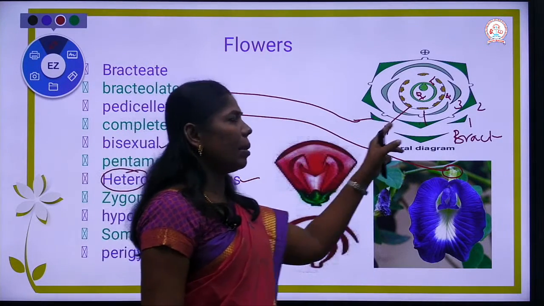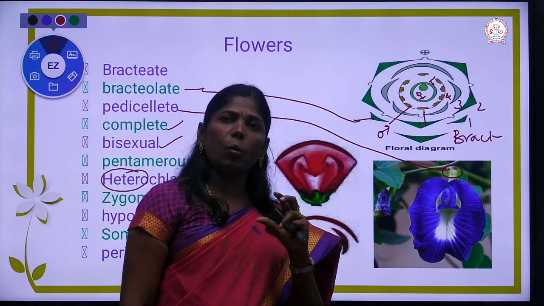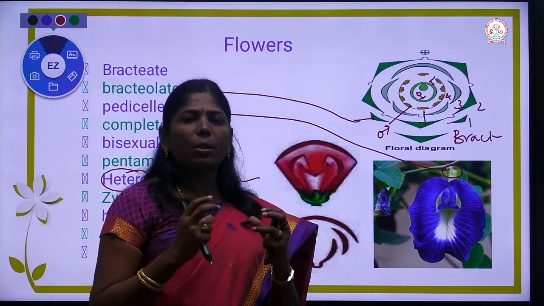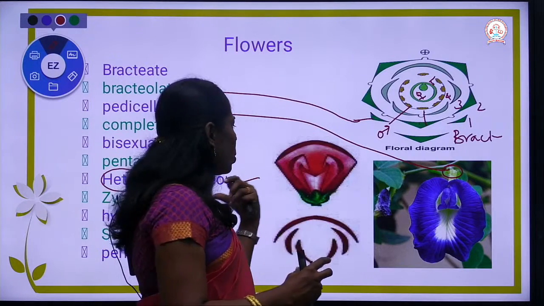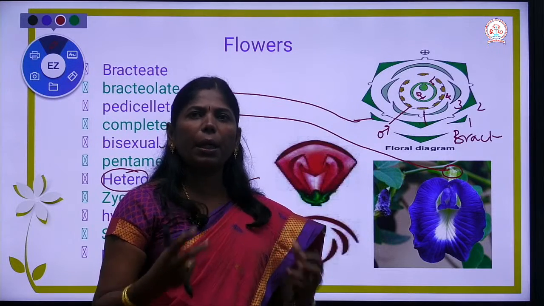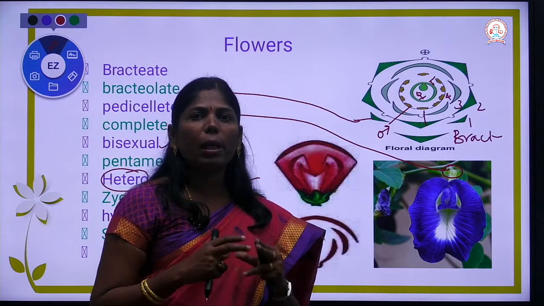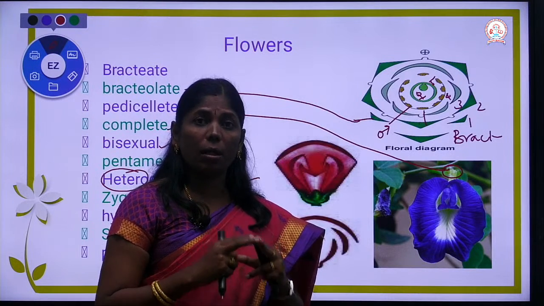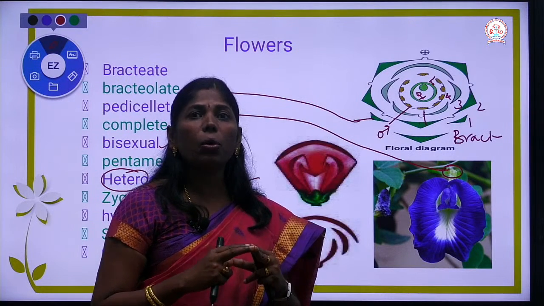So these are the accessory whorls. The accessory whorls are differentiated into calyx and corolla, so that is called heterochlamydeous. Okay, if they are not separated, if the calyx and corolla cannot be separated individually, then it is monochlamydeous. If it has a single whorl, we say monochlamydeous. Okay, if the calyx and corolla are not differentiated, that is monochlamydeous.